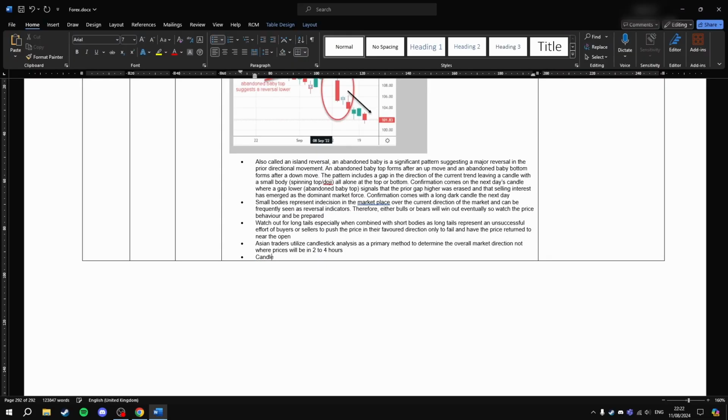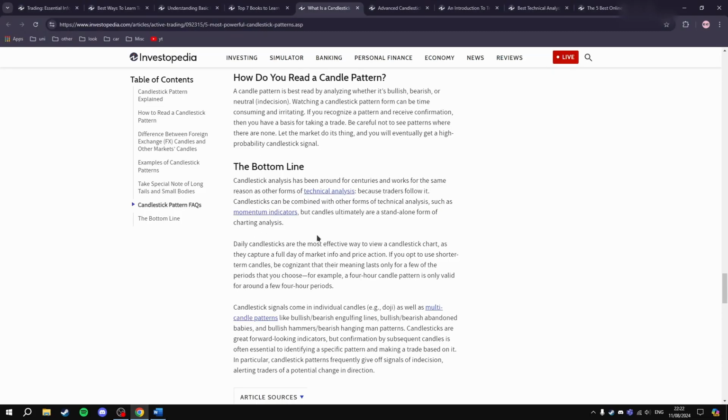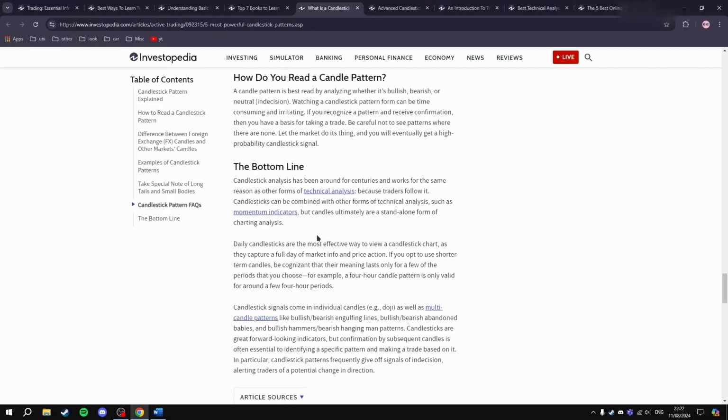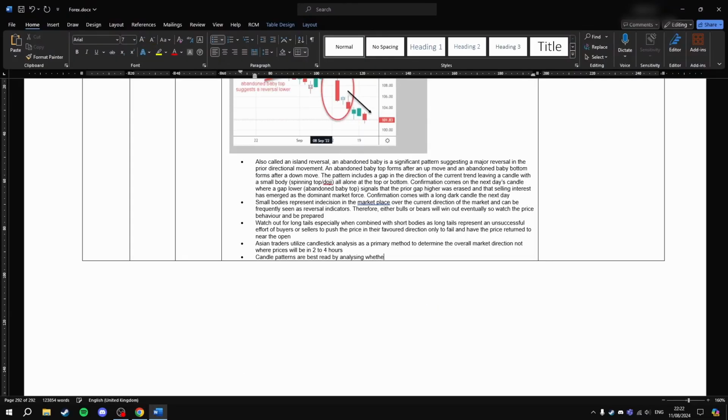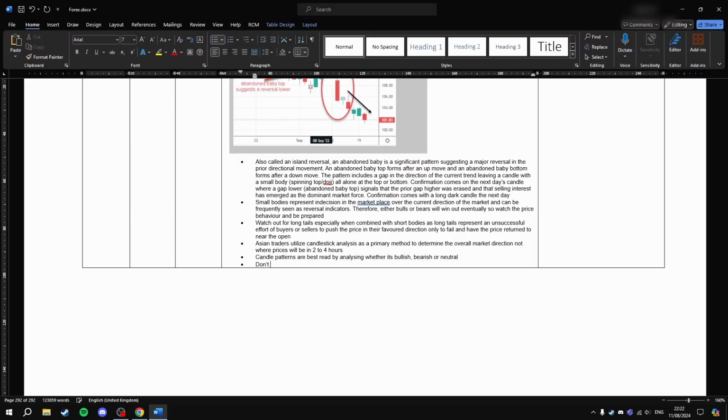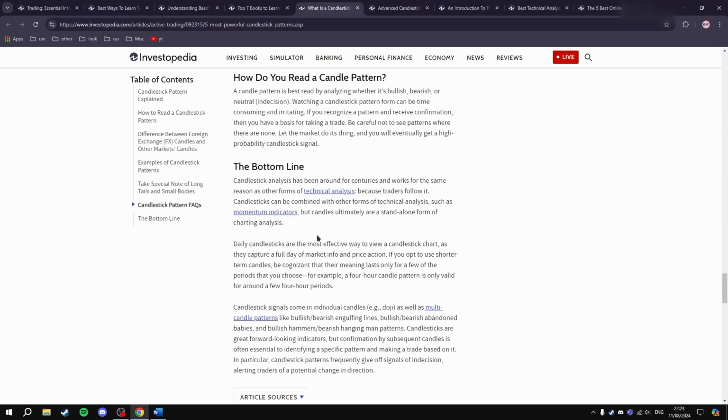So candle patterns are best read by analyzing whether it's bullish, bearish or neutral. Watching candlestick pattern form can be time consuming and irritating. If you recognize a pattern and receive confirmation, then you have a basis for taking a trade. Be careful not to see patterns where there are none. So don't force a pattern to be seen. Let the market do its thing and you eventually get a high probability candlestick signal.